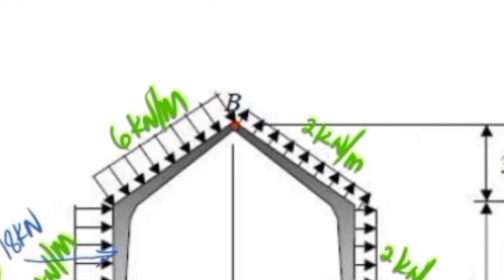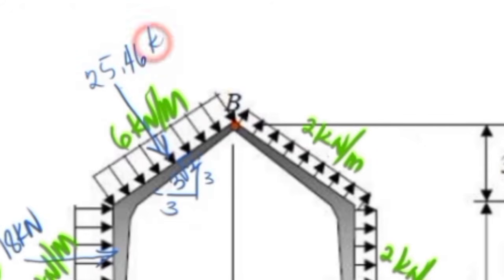And for this, we have to compute for the diagonal, since this is equal to 3 meters and this is 3 meters, so meaning yung diagonal has the length of 3 square root of 2. So multiplying the value of 6 by 3 square root of 2, that would give us 25.46 kilonewton.